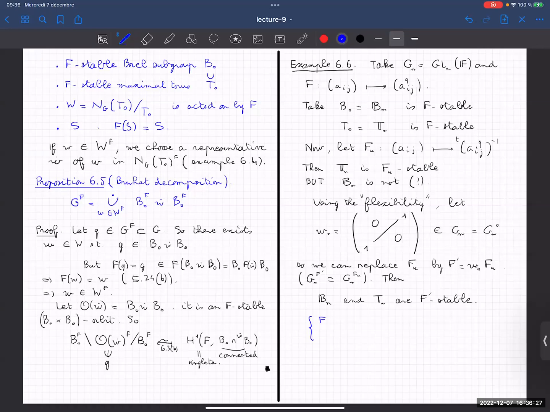what happens for the action on the Weyl group. The Weyl group representatives are given by permutation matrices. Permutation matrices are stable under the action of F, so F acts trivially on the Weyl group, which is isomorphic to the symmetric group. Okay, but F prime does not act trivially. It acts on W by conjugacy by W0. Okay, this is easily checked.